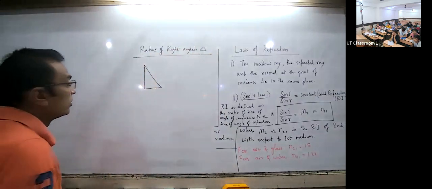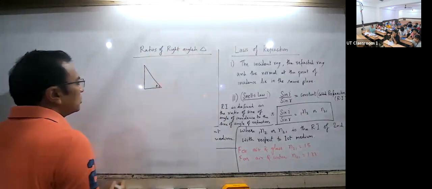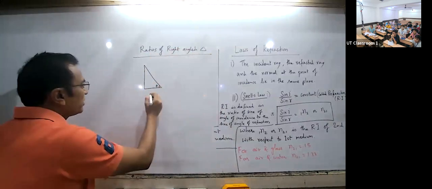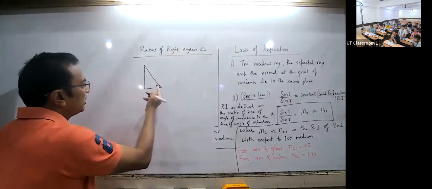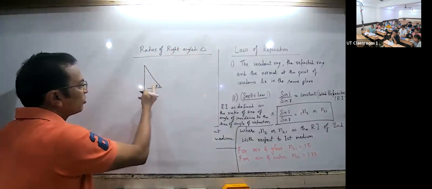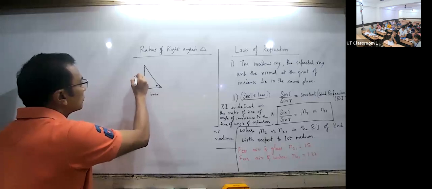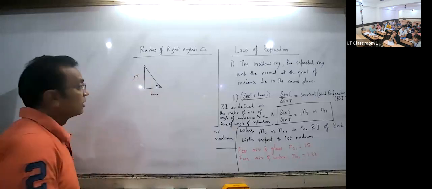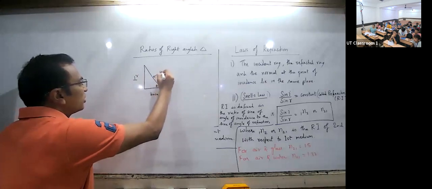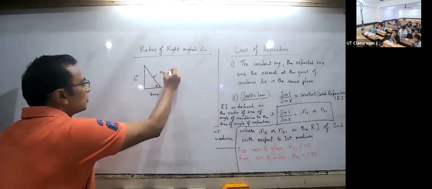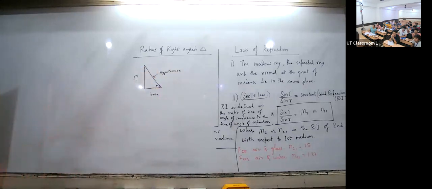Okay, so if you take this triangle, what are the names? This is called base, right? This is perpendicular. The side opposite to the angle is called perpendicular. Okay, and the side opposite to 90 degrees is called hypotenuse. So you know all this, right?